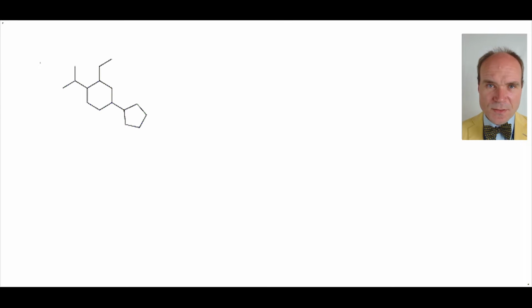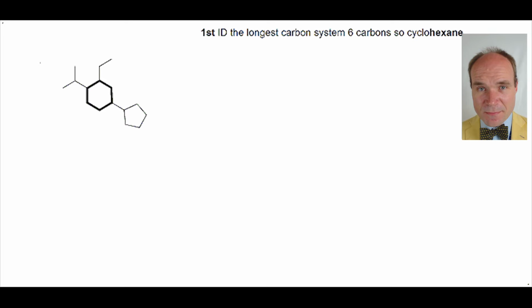Let's take a look at this molecule. We're still looking to identify the parent system. And there are a couple of candidates here. We've got a 5-membered ring, but we also have a 6-membered ring. And this 6-carbon sequence is the longest sequence of carbons in the molecule. So it's a parent ring. For 6, we say hex. For a ring, we say cyclo. So we have cyclohexane.